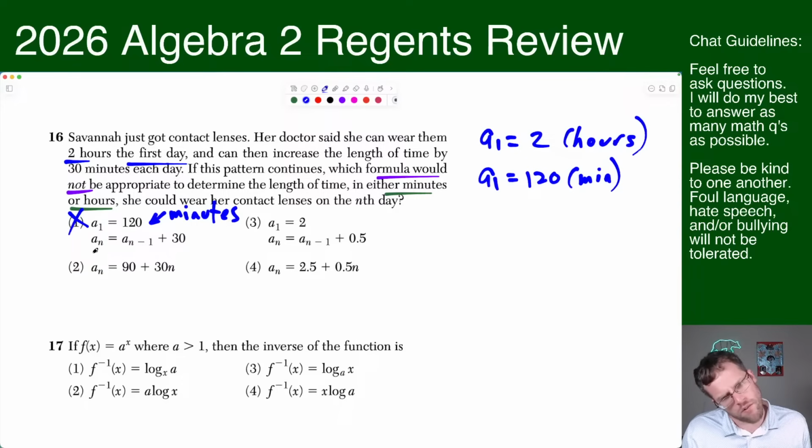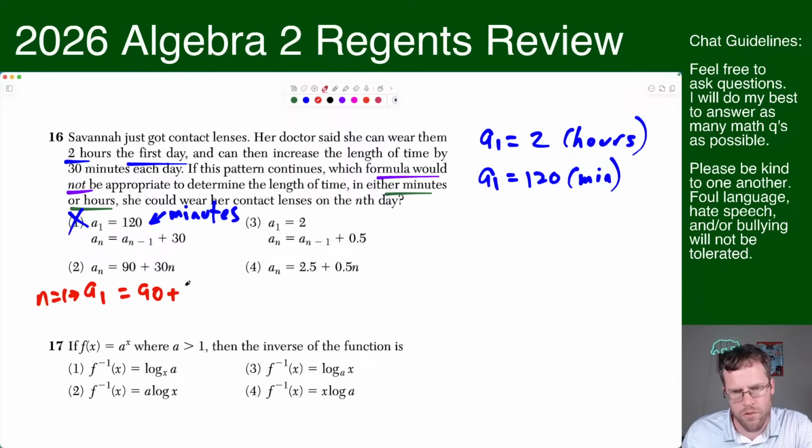So now let's see. What about this one? Well, if n equals 1, we get A1 equals 90 plus 30, which is 120 minutes. So this is another one in minutes. And then they're adding 30 minutes each day. So this one looks good. So 2 is out.